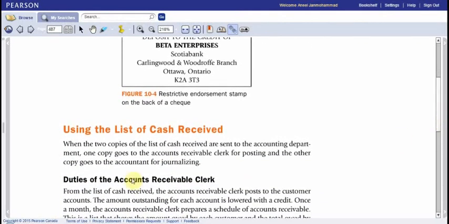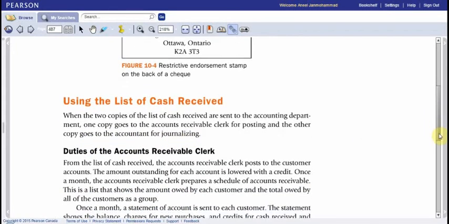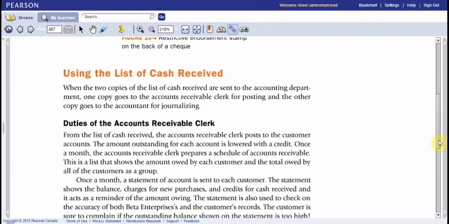So we have the 2 copies of the list of all the cash received. Remember we said they're sent to the accounting department. Here are 2 more people now. 1 copy goes to the accounts receivable clerk. So there's a person in charge of accounts receivable. They post this transaction. And the other goes to the accountant for journalizing. So the accountant is the person who puts in the journal entry. The accounts receivable clerk just puts it in their own system that this person has paid us.